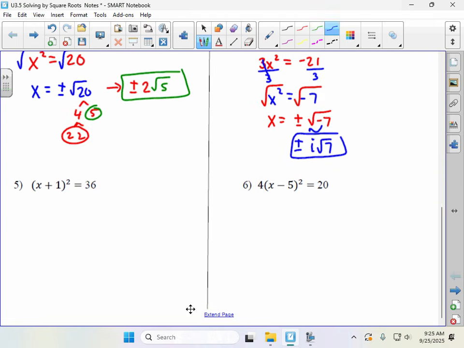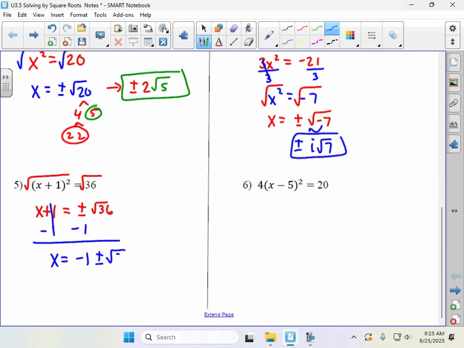All right, number 5. So we have this (x plus 1) squared equals 36. So this is a binomial squared, and the squared term is isolated. What we can do is just square root both sides. And so we get x plus 1 equals, again, plus or minus radical 36. Then we're going to subtract the 1 over. And so we get x equals, now you can't subtract 1 from 36, we're going to write it like this, negative 1 plus or minus radical 36.